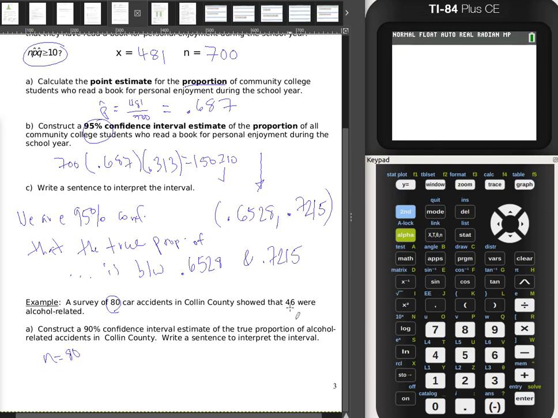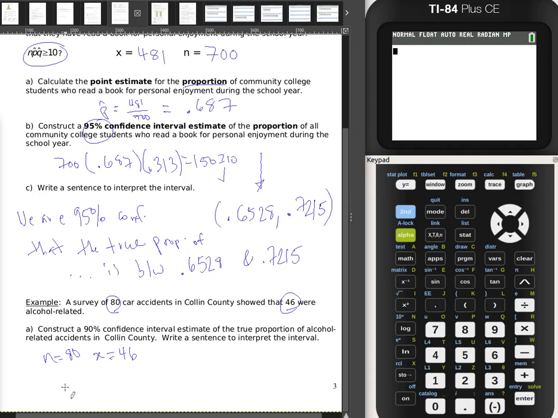And then it showed that there were 46 alcohol-related accidents. And since we're studying the proportion of alcohol-related accidents, this is one of the ironic ones where it's weird to call it a success, but having an alcohol-related car accident is a success. So that will be X.